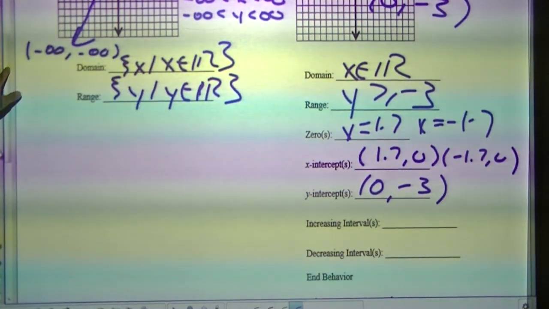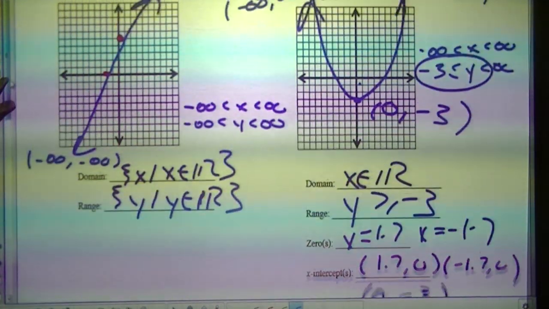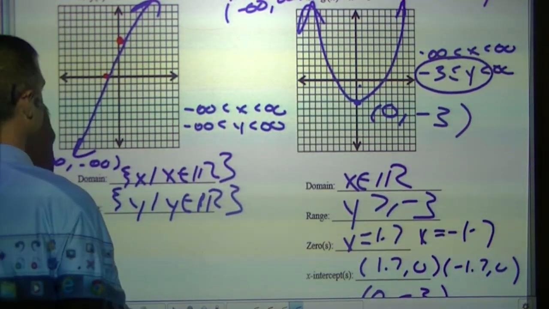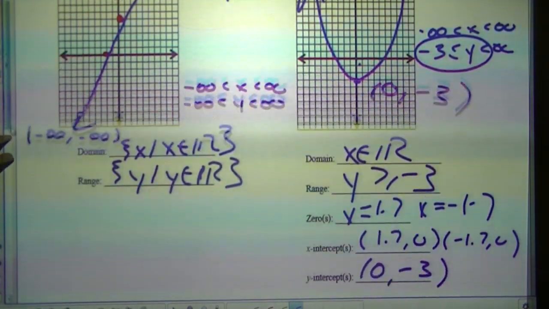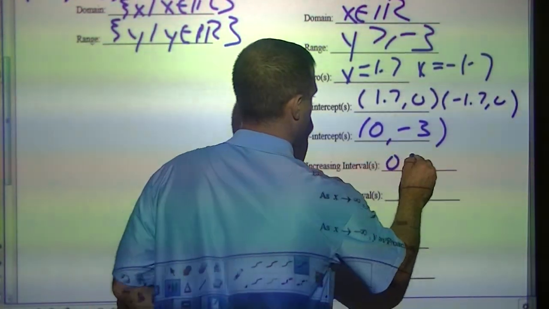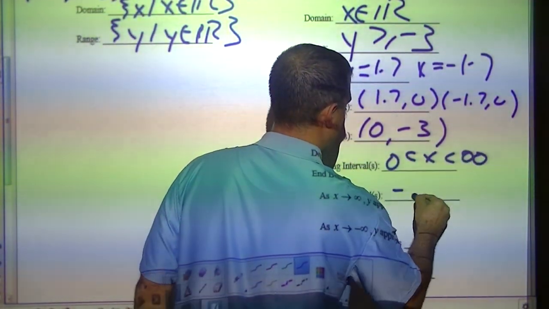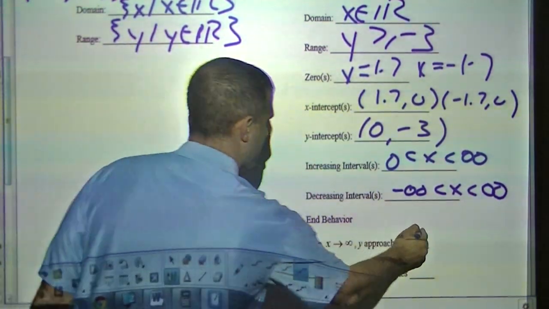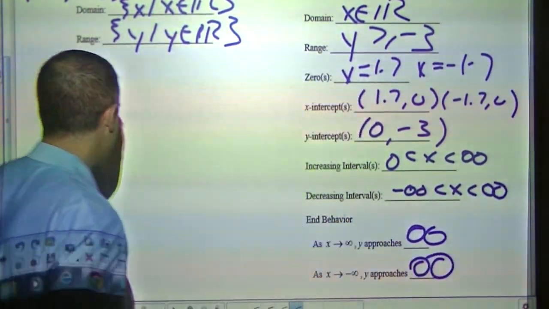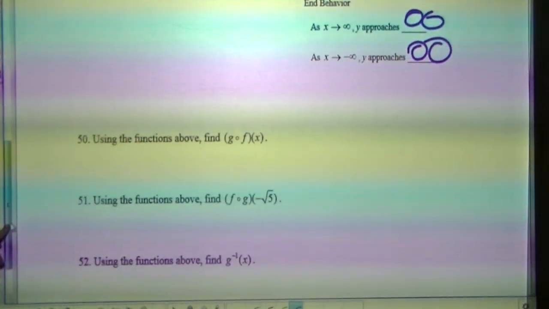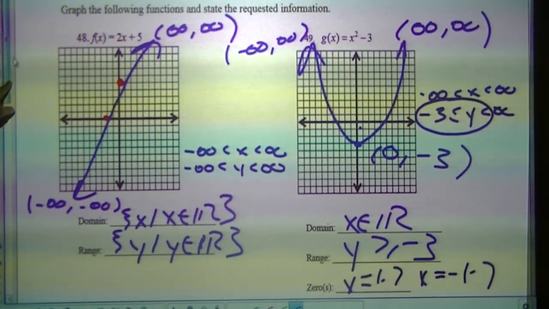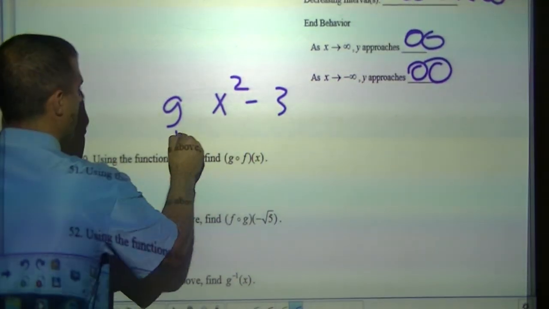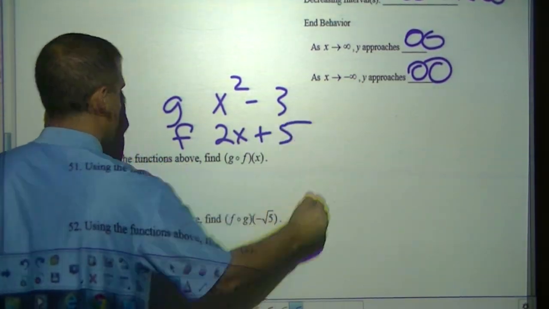Where is it increasing? For increasing, decreasing, all we care about is the x's. So it's 0 to infinity, it's doing that. From negative infinity to 0, it's doing that. We already know the end behaviors, they're both going up. So that's those. Find g of f of x. So g is x squared minus 3. f is 2x plus 5.